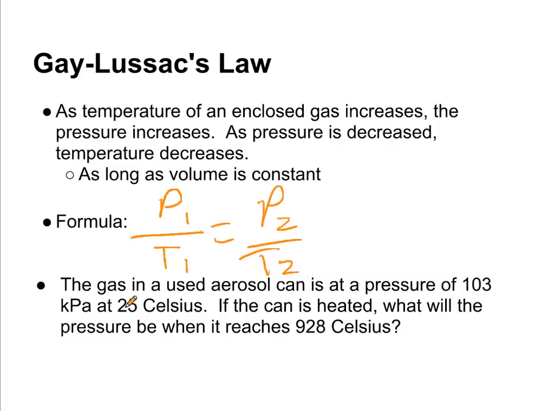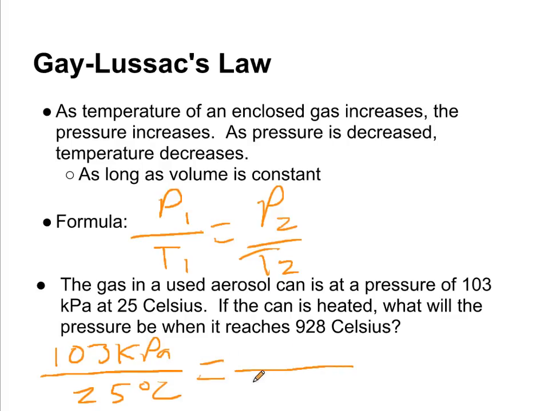So in our example, the gas in a used aerosol can is at a pressure of 103 kilopascals at 25 degrees Celsius. If the can is heated, what will the pressure be when it reaches 928 degrees Celsius? Our initial pressure is 103 kilopascals, and our initial temperature is 25 degrees Celsius. Now we change the temperature. We increase it to 928 degrees Celsius, and we need to find the new pressure.